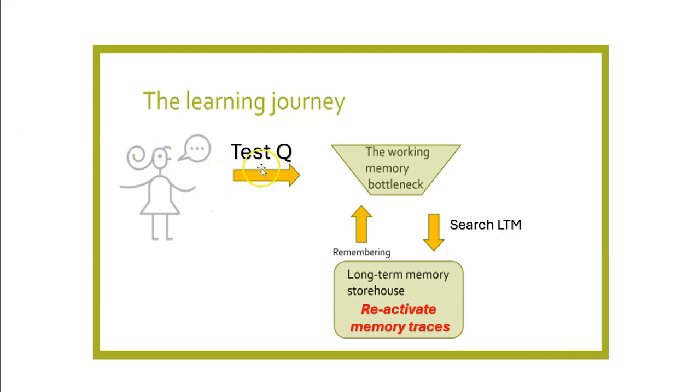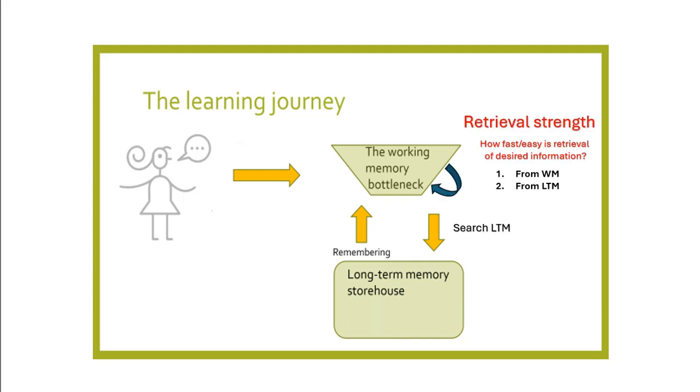And then the test comes along. We process the test question in our working memory system. We use that to search our long-term memory. We're hoping we can reactivate those very same memory traces that were formed during the initial learning process, and then we can retrieve that information, load it up into the working memory system, and answer the test question. In the remainder of the lesson, I'm going to introduce two concepts, and then we're going to see how these concepts help us map out what's happening over the course of our study journey.